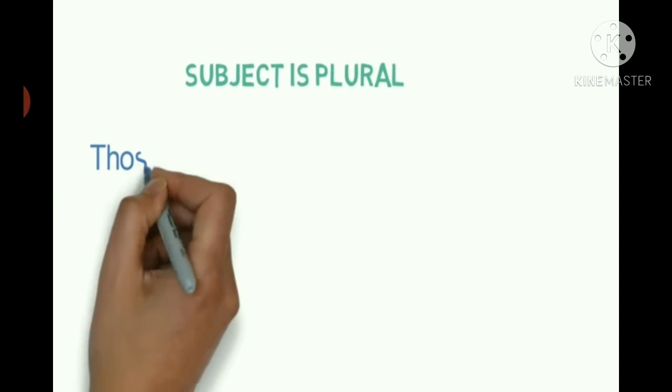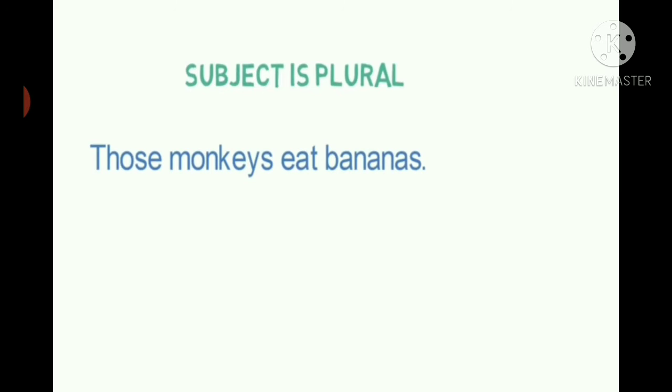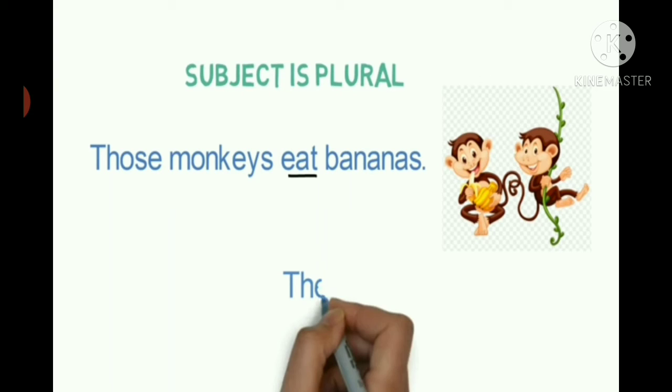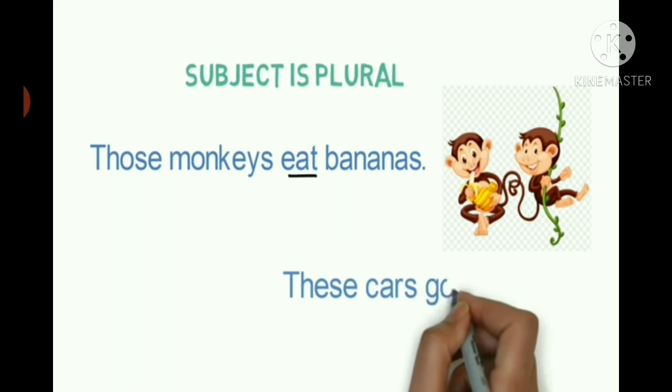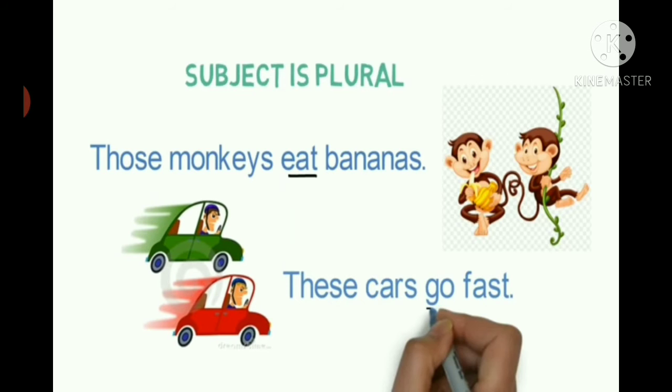Subject is plural, those monkeys eat bananas. Now over here monkeys are plural form, so I'm going to use eat, because according to the tenses simple present formula is with I, we, you, they. We do not use s or es to the main verb, but with he, she, it or any name we use s or es to the main verbs.